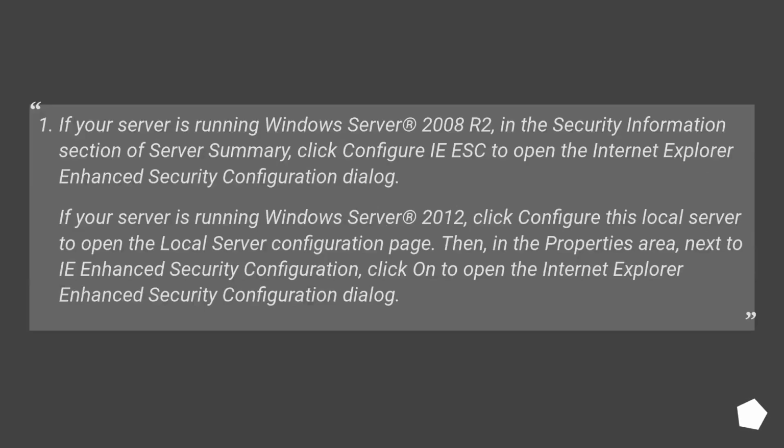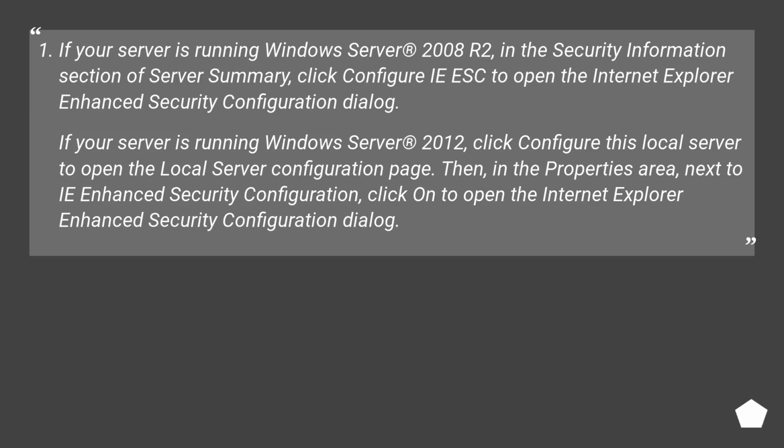Open Server Manager. If your server is running Windows Server 2008 R2, in the Security Information section of Server Summary, click Configure IE ESC to open the Internet Explorer Enhanced Security Configuration dialog. If your server is running Windows Server 2012, click Configure this local server to open the local server configuration page. Then, in the Properties area, next to IE Enhanced Security Configuration, click On to open the Internet Explorer Enhanced Security Configuration dialog.